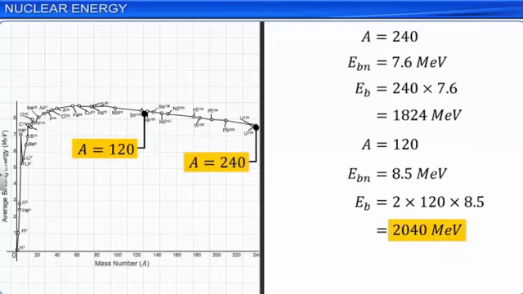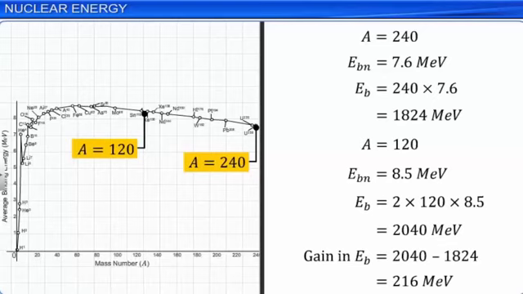This shows that when a single nucleus of mass number 240 splits into two nuclei, the gain in binding energy is 2040 minus 1824, which is equal to 216 MeV. This energy is extremely large and is about 1,000,000 times larger than the conventional energy sources like wood, coal, petroleum, etc.